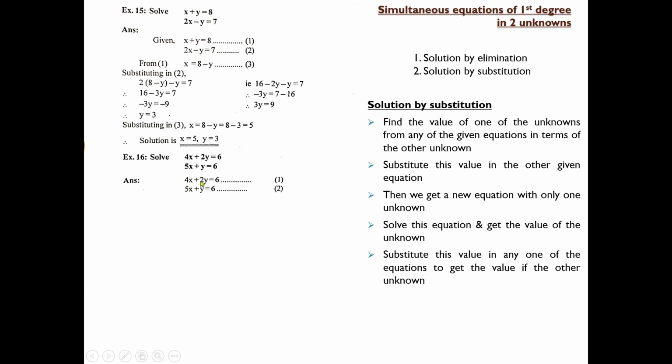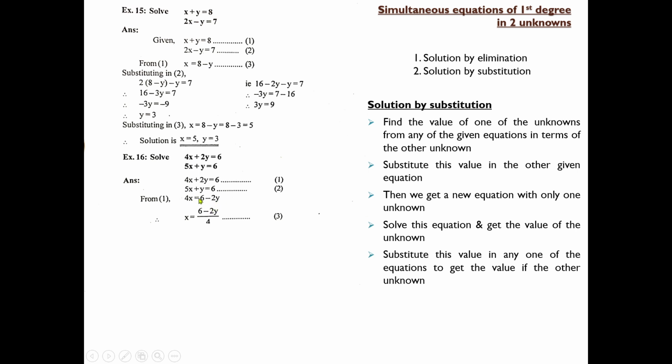Let it be 4x plus 2y equal to 6, let it be 1, and 5x plus y equal to 6, let it be 2. We can select the first equation for the computation, so we can use 4x equal to 6 minus 2y. Remember, when you select a variable, you can either select x or y. Here for the computation purpose I am selecting 4x. 4x equal to 6 minus 2y.